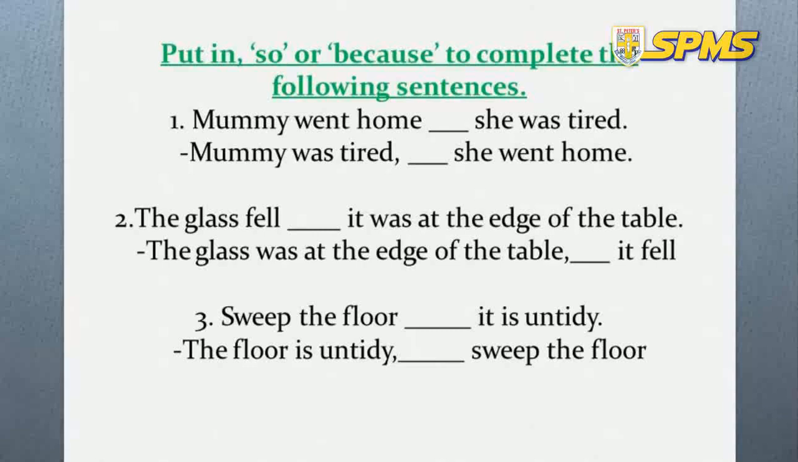The second example, the glass fell, dash, it was at the edge of the table. The glass was at the edge of the table, dash, it fell. The last one, sweep the floor, dash, it is untidy. The floor is untidy, dash, sweep the floor.